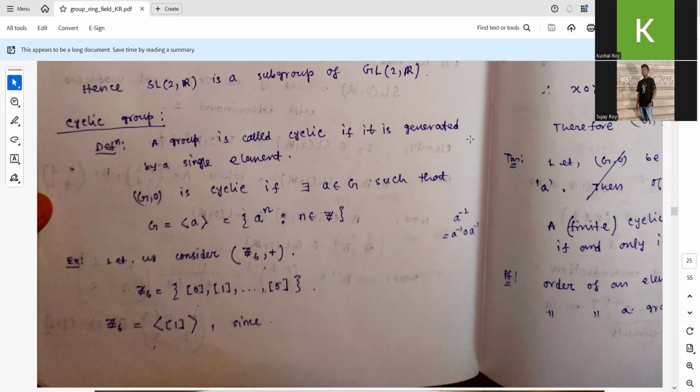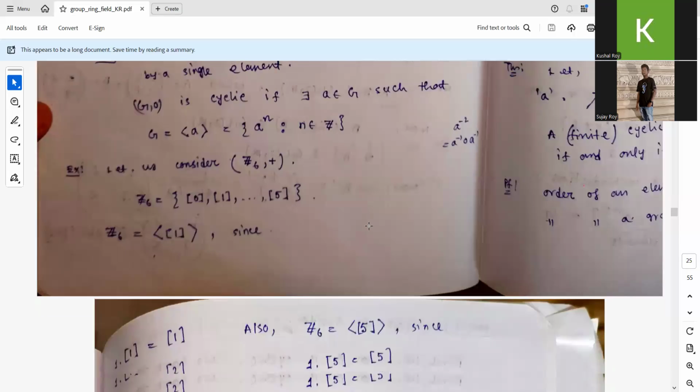Okay. So G can be represented as this. Actually, this sign, this arrow type sign given here, means G is generated by the element A. So each and every element of G can be written as A to the power some n, where n belongs to Z. That means we can give some power to the element A to represent any arbitrary element of this group.